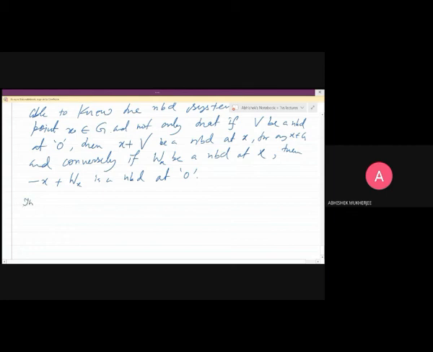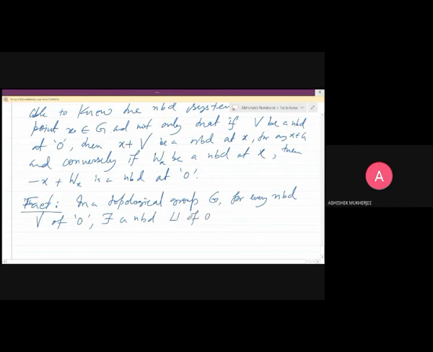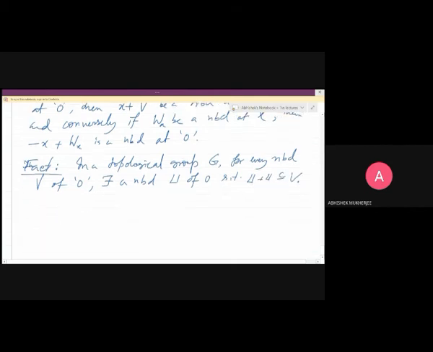Some facts: in a topological group G, for every neighborhood V of 0, there exists a neighborhood U of 0 such that U plus U will be a subset of V. So for any neighborhood V of 0, there exists a neighborhood U of 0 such that U plus U will be a subset of V.